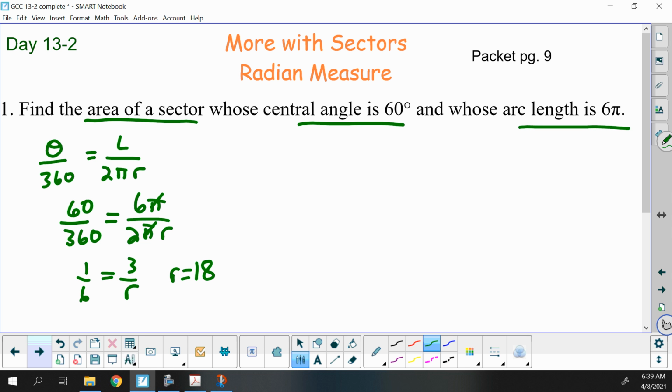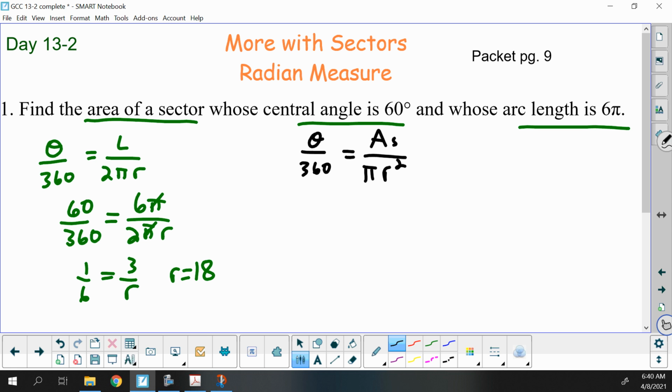Well, great, we found the radius, but that's not what we're looking for. We're looking for the area of the sector. So the reason this is a two-stepper is now we've got to do our proportion for area of the sector, which is theta over 360 equals area of the sector over pi r squared.